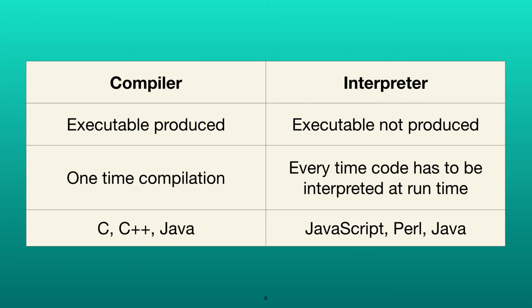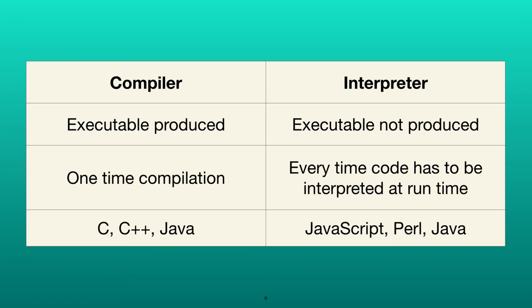So I have a table here. Here we are going to see the differences, or we can say this is a summary of the previous slides. First point, with a compiler an executable is produced. Coming to the interpreter, an executable is not produced; interpretation is done directly at runtime. With a compiler we do one-time compilation, and that executable can be run as many times as we want. With interpretation, it has to be done every time. If I am executing my application 50 times, I have to interpret it 50 times.